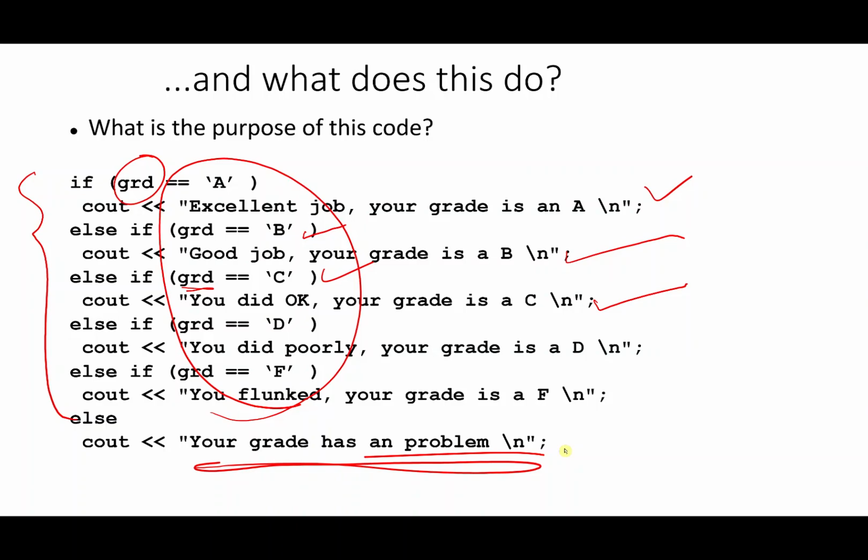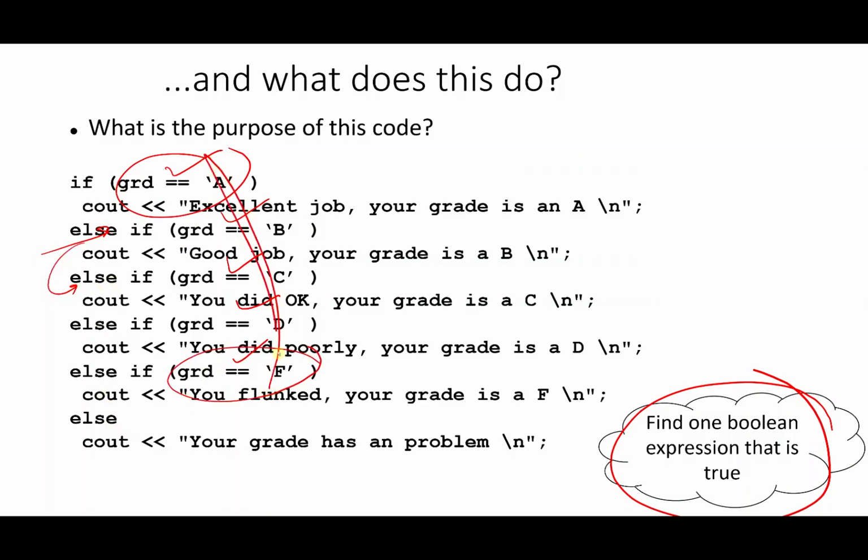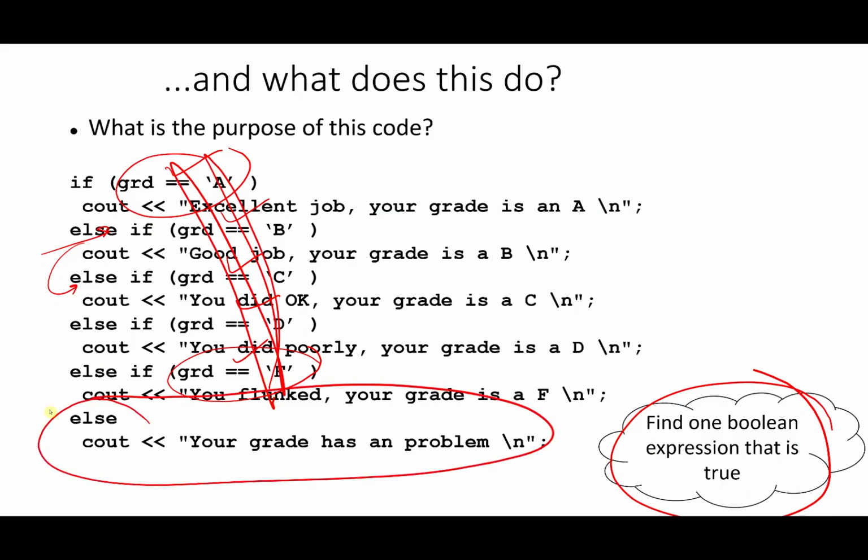But if you say your grade is Q, you won't find this grade Q in any grading system in the whole world. So yes, it does have a problem. What this code does is basically try to find the one Boolean expression that evaluates to true. If that is false, you move to the next one. That is false, you move to the next one, and so on until none of them evaluates to true, then this is going to be executed because this is the last false block.